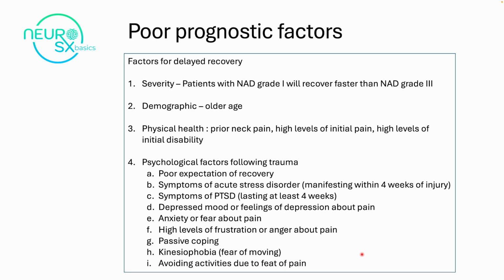Now, what are these poor prognostic factors that we were discussing? These are basically factors that lead to a delayed recovery in patients with neck pain. So one would be severity. NAD grade 2 and grade 3 will recover slower than NAD grade 1 will. So the more severe the pain, the slower it will recover. Patients with an older age will recover more slowly. Patients with prior neck pain, high levels of initial pain and high levels of initial disability will also recover slowly.